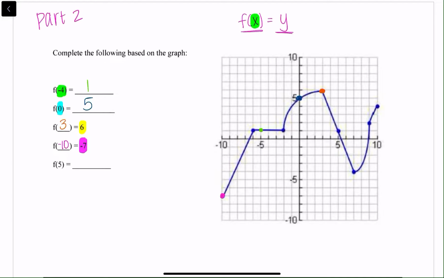And my last problem, I have f of 5. We now have an x value again. So I will go to 5 on my x-axis and then up to my graph to find my y value. My y value here is 1.